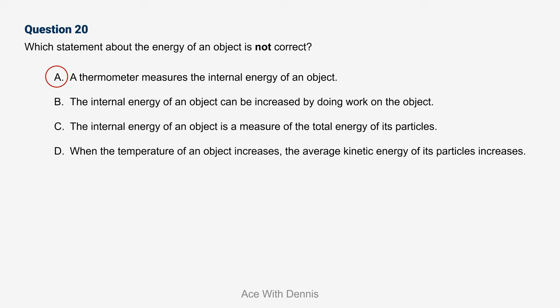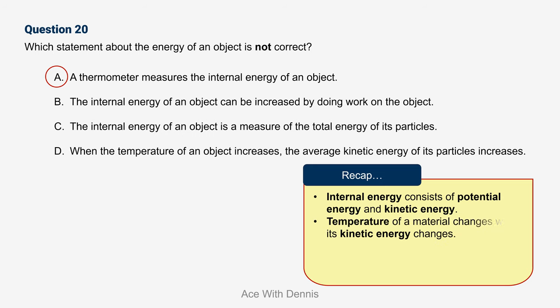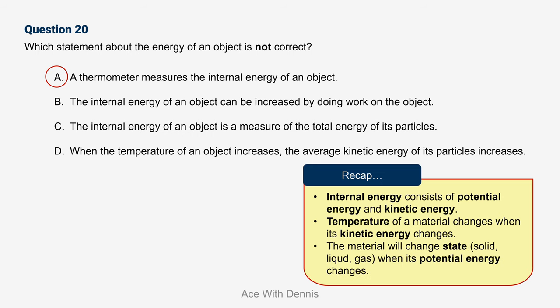So I would say A, the answer is partially correct. So what's the reason? Let's recap first before I explain. The internal energy consists of potential energy and kinetic energy. The temperature of a material changes when its kinetic energy changes, while the material will change state between solid, liquid and gas when its potential energy changes. Therefore, for answer A, a thermometer measures the internal energy, which is very generic. It should be measuring the kinetic energy because we are measuring the temperature. As we have over here, when temperature changes, the kinetic energy changes.